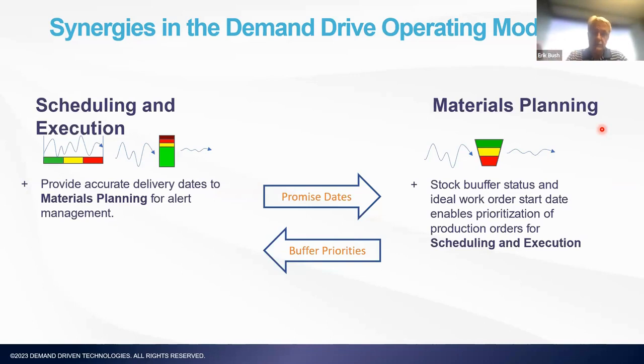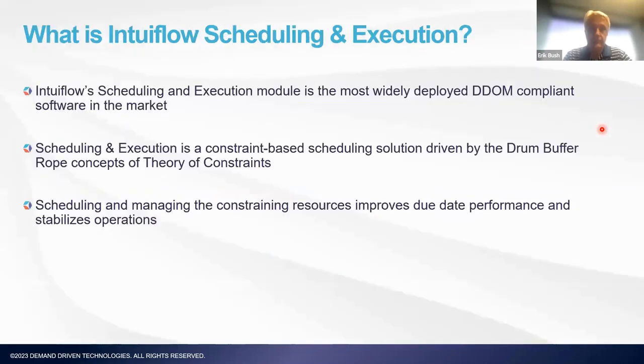And then vice versa, if we're using our buffer priorities or our stock position priorities to effectively drive the scheduling algorithms, we're going to ensure that what we're scheduling is more in line with what we need to do to service the market. And I think this harmony between the two sides of Intuiflow is vital to creating the kind of agility and resilience that you're looking for.